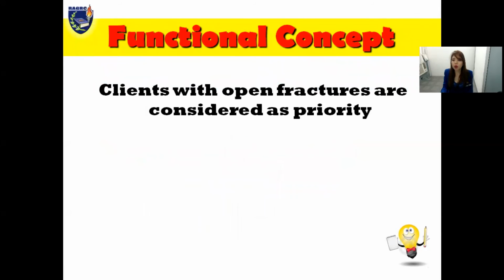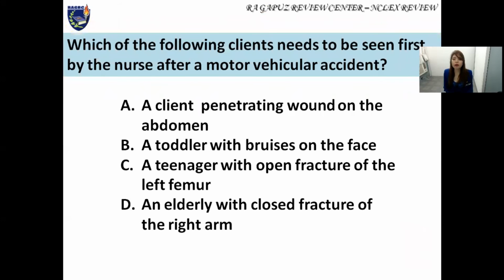Okay. Another functional concept: clients with open fractures are considered priority one because open fractures, specifically if they occur in the long bone, can lead to fat embolism, which can consequently lead to pulmonary embolism, and that is a life-threatening condition. So, which of the following clients needs to be seen first by the nurse after a motor vehicular accident?